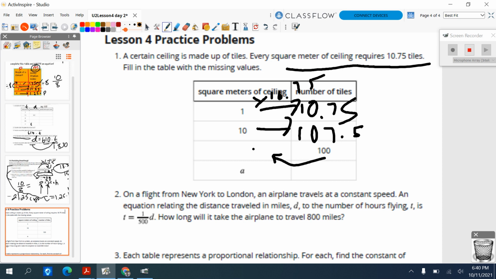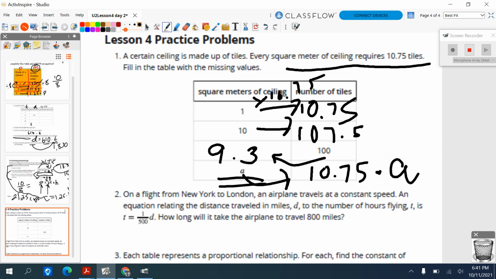100 divided by 10.75. You get about 9.3. It's a decimal that is going to go on forever. And then to go this way, remember, if I don't know what it is and they use A, that just means so what am I doing with the numbers in this column? I'm doing 10.75 times A. And there's your answer to that part.